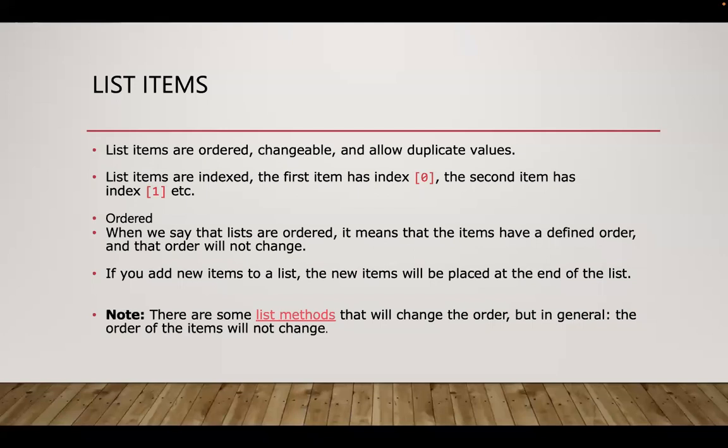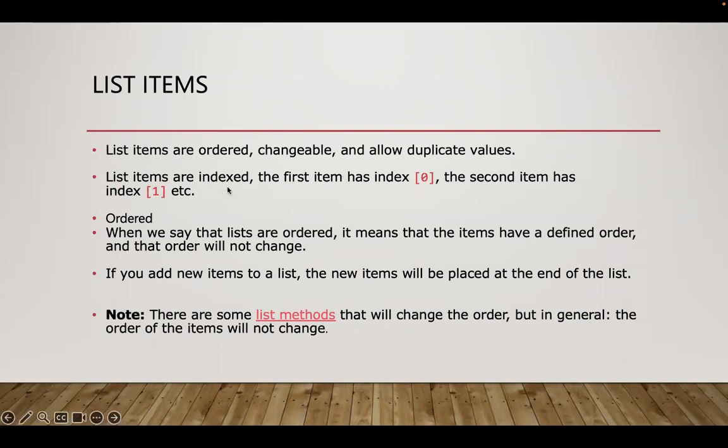Then we move on to list items. How can we retrieve the things we have in the list? So list items are ordered. They are in order, and they are changeable. They also allow you to have a duplicate in it.